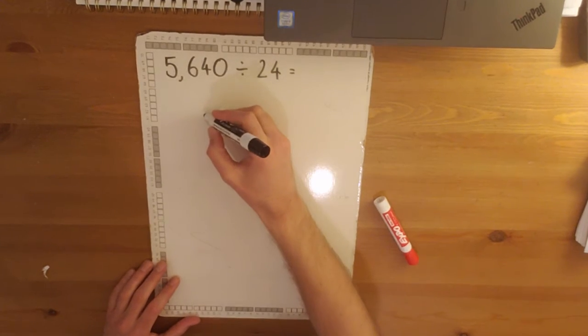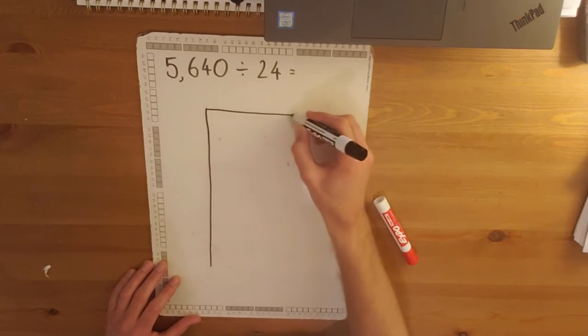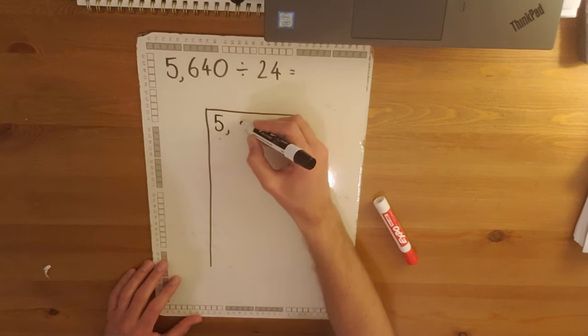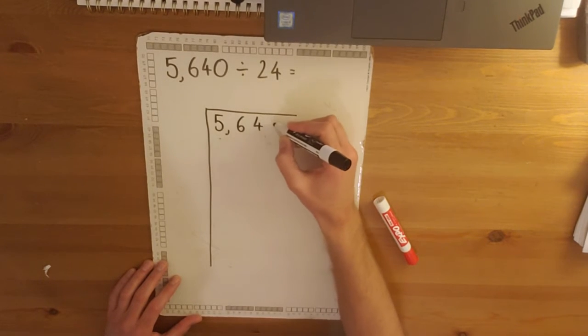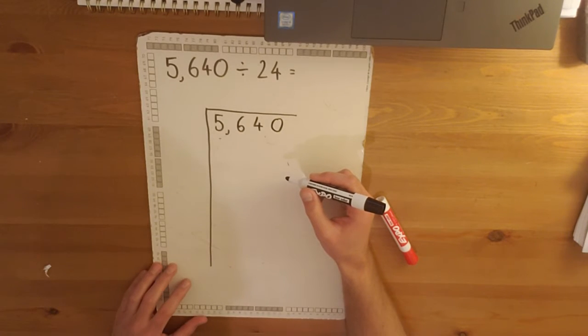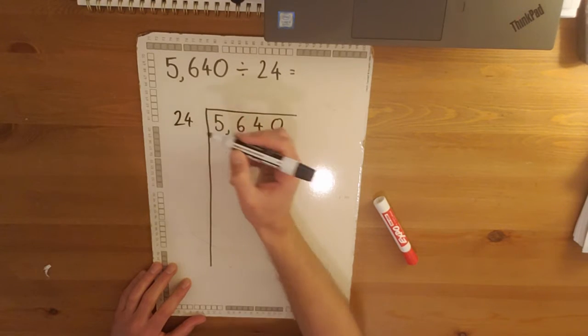do it vertically. So I'm going to start off drawing what you guys often call the big 7, and I'm going to put in the dividend inside it, which is 5,640. Alright, now I'm going to put the number I'm dividing by on the outside. I'm going to put 24 here.